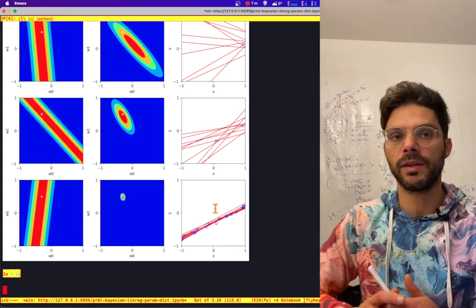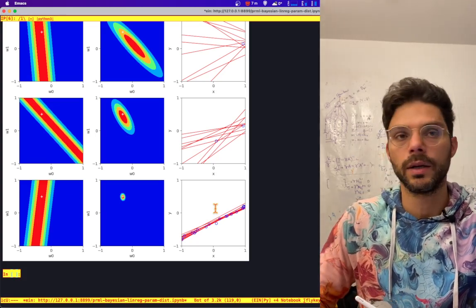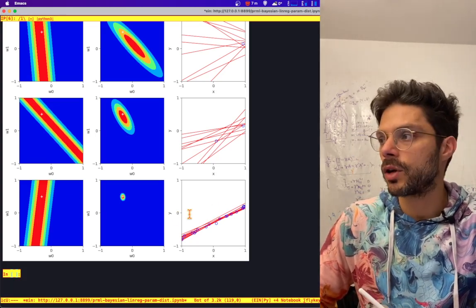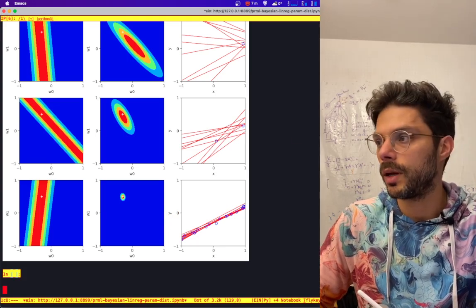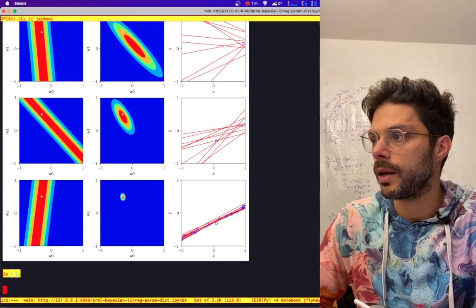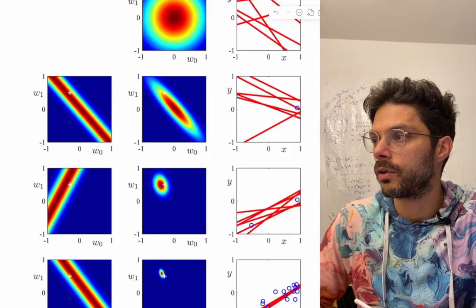Okay, so I'm going to put a link to that so you can play with it if you like. Let's now go back and finish off with one tiny paragraph in the book that we need to cover. So let's do that now.